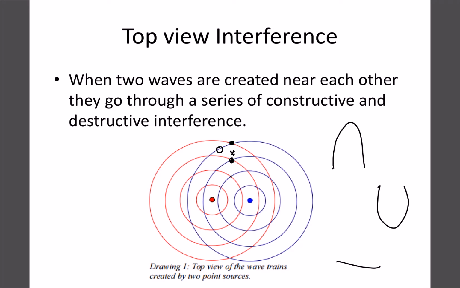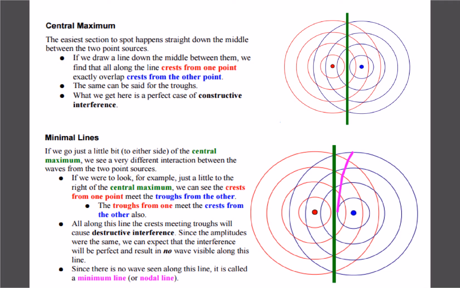So we have all these crests and troughs overlapping in certain areas. We get these little diagonal line shapes, and then we also get these diagonal lines of destructive interference, where basically the waves cancel out. If you actually look at a water wave of this, we get what we call minimal lines.